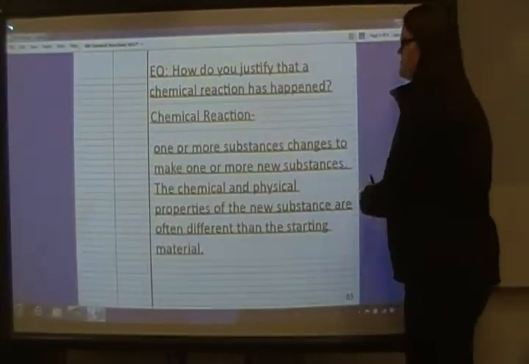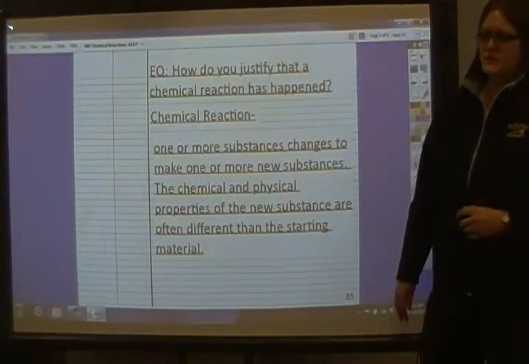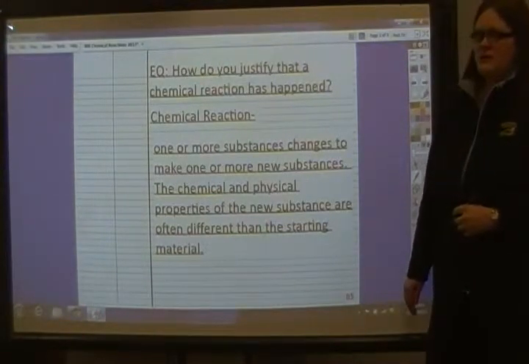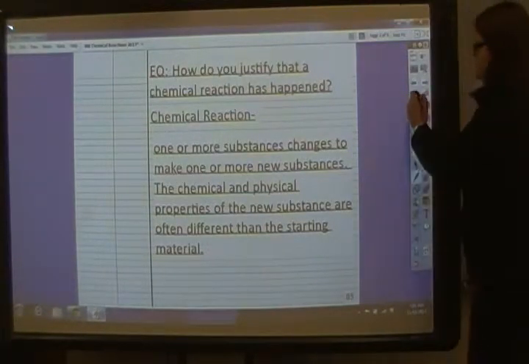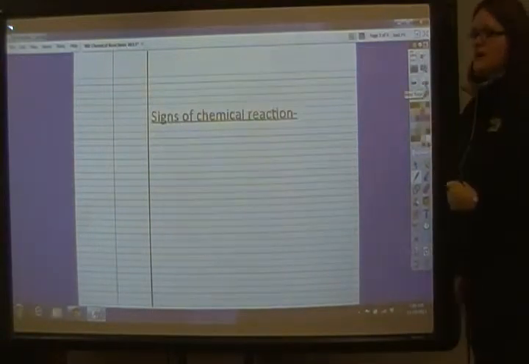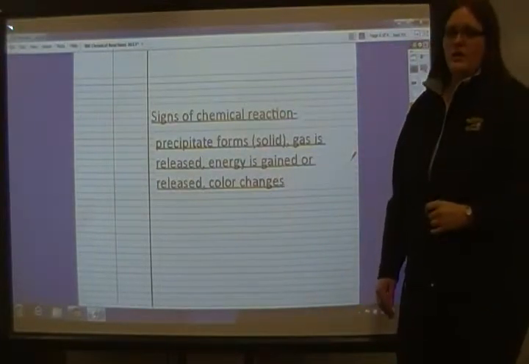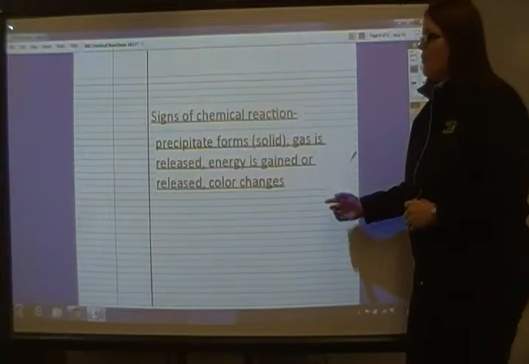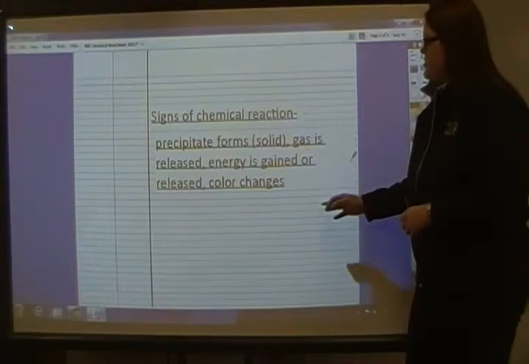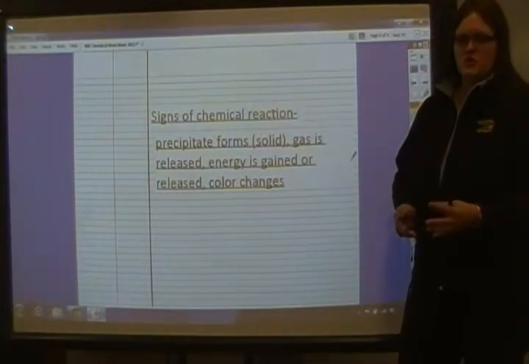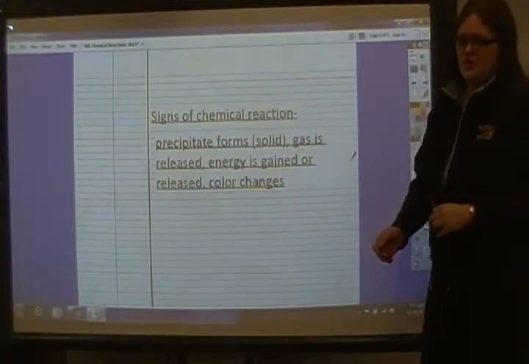Well, a chemical reaction is when one or more substances changes to make one or more new substances. The chemical and physical properties of the new substances are often very different than the starting materials. Some signs of chemical reactions include a precipitate forming, when a solid falls out of solution, or when a gas is released, when you notice fizzing or bubbling taking place. When energy is gained or released, sometimes the reaction will feel cold, sometimes the reaction will feel hot. And you can also notice color changes.